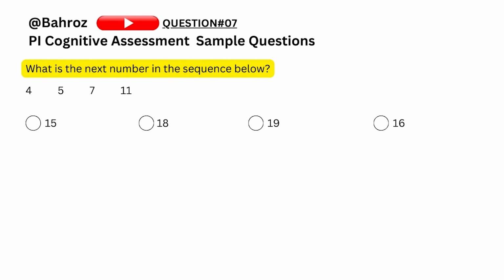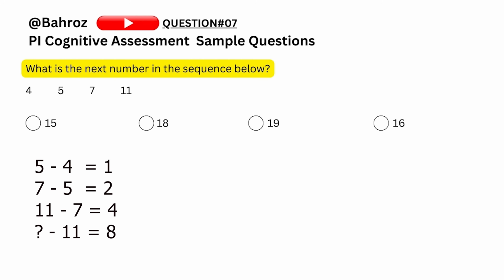So here comes question number 7. What is the next number in the sequence below? 4, 5, 7, 11. Let's analyze differences between consecutive numbers. The difference between 5 and 4 is 1. The difference between 7 and 5 is 2. The difference between 11 and 7 is 4.